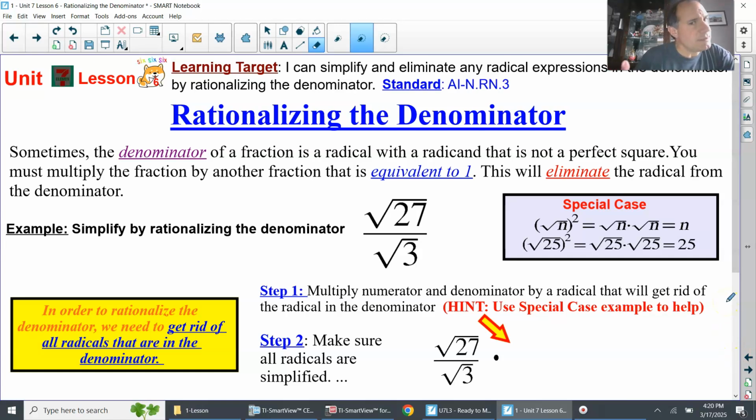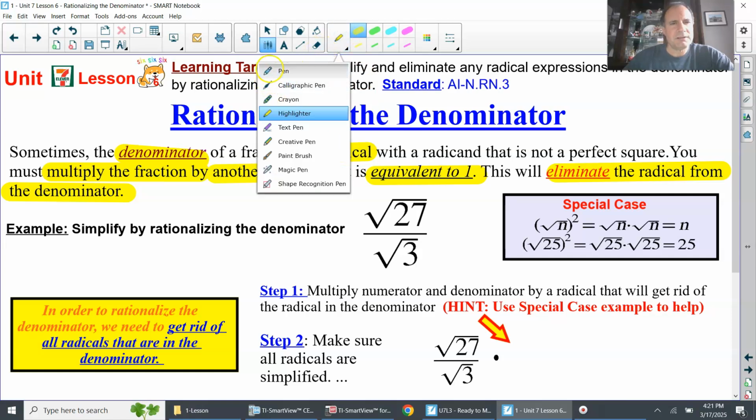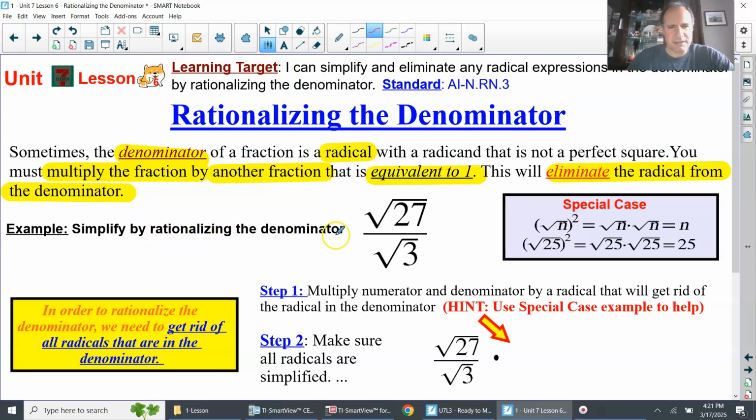Okay, rationalizing the denominator. So this is the whole part of like, hey, the lesson is rationalizing the denominator. Sometimes the denominator of a fraction is a radical with a radicand that is not a perfect square. You must multiply the fraction by another fraction that is equivalent to 1. This will eliminate the radical form from the denominator, right?